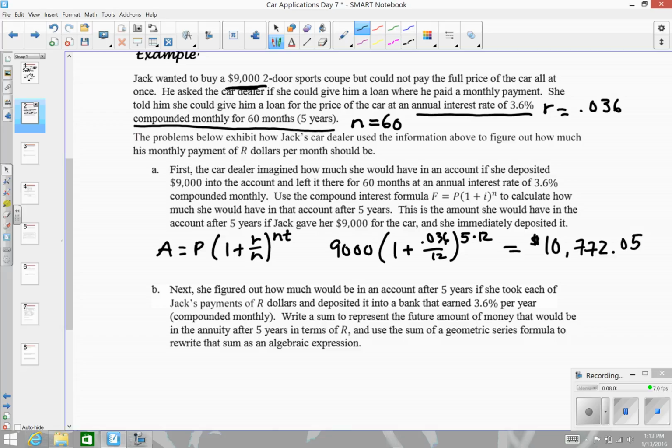$10,772.05. So when Jack comes to me and says he wants to borrow money, I think, if I had that money now and put it in the bank, in 5 years I'd have $10,772. So the next thing we want to do then, if I'm the dealer and I'm willing to make this loan, I want to figure out how much would be in an account after 5 years if I let Jack make payments, and each time he made a payment, I put that money into the bank at that same 3.6% interest and get interest every month. I want to figure out how much money I would have after that 5 years.